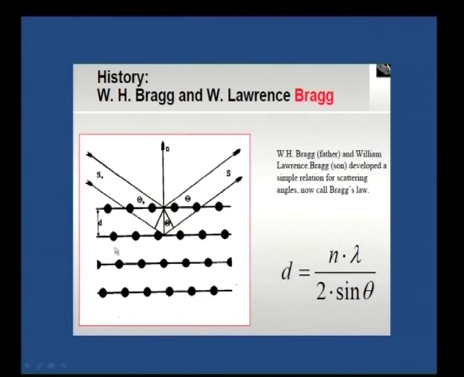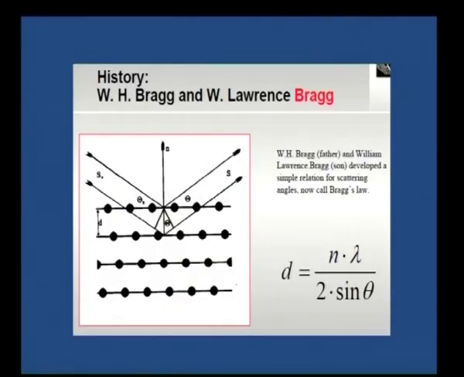What is d? d is the interatomic or interplanar separation. You have one plane here and another plane below this, and the distance separating the two planes is d, the interplanar separation. Then theta is the grazing incidence, and lambda is the wavelength. n is the order number, the first order or second order.